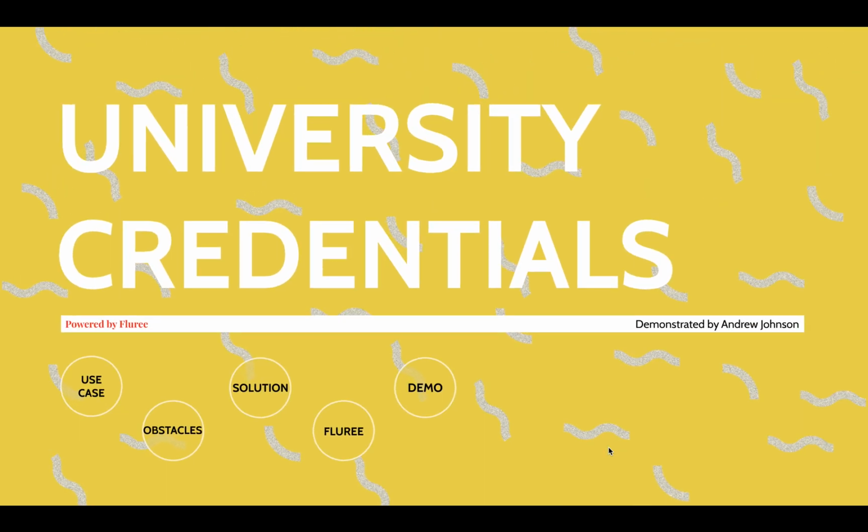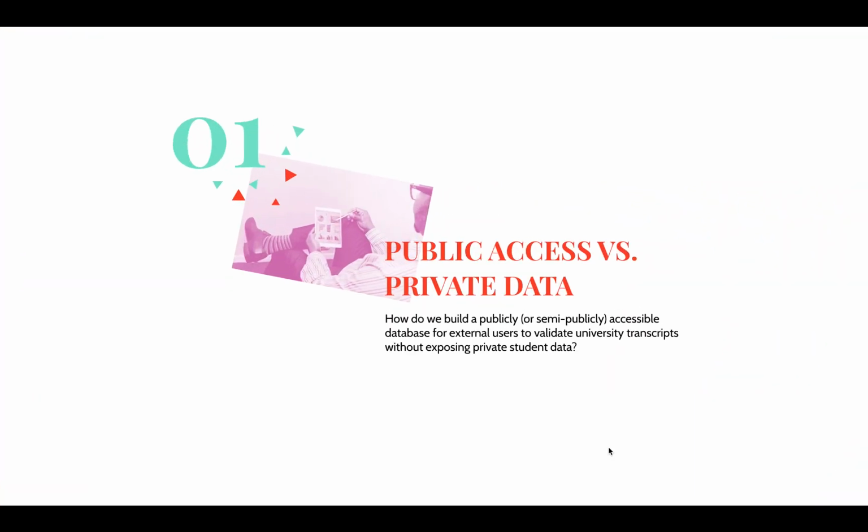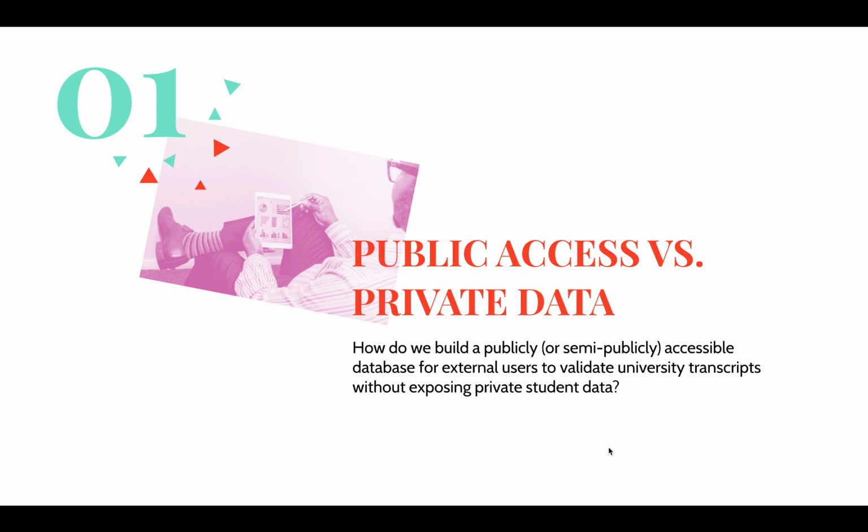So let's dive into the obstacles we brought up in that use case a little further. The first obstacle we'll look at here is this competition between, on the one hand, wanting to think about public access versus, on the other hand, wanting to think about the privacy of data that we're trying to protect. So how do we build a publicly or semi-publicly accessible database for external users to validate university transcripts without exposing private student data? A quick hint as we get moving forward, a lot of the answers to this question are answers to the same questions being asked in the blockchain space. So if you're familiar with Bitcoin or Ethereum, blockchain more largely via Hyperledger, etc., you might have some of these questions in mind already when you're thinking about this tech stack.